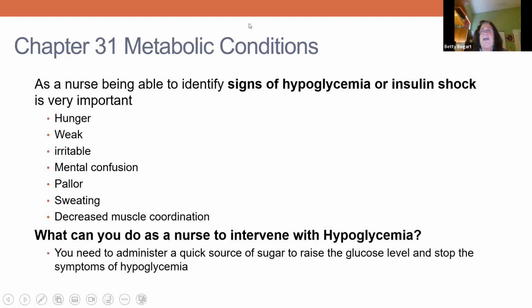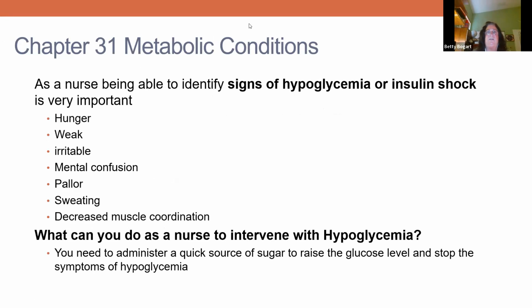So hypoglycemia, blood sugar goes too low. You see this a lot in children, because remember, children are very hard to control. So you'll see them hungry, weak, irritable, confused, pale, and they'll sweat, and they're weak. They can't move their body the way that they should.